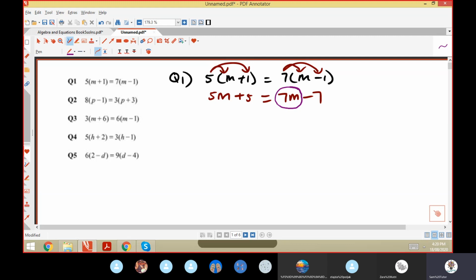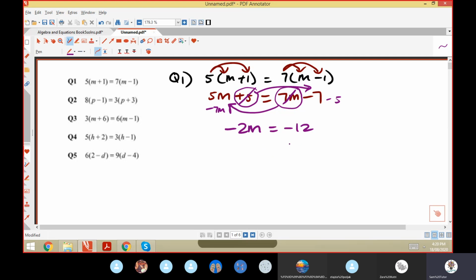Then if you want your 7m on this side, you want your 5 on this side. So numbers on one side, letters on the other side. So 5 take away 7, negative 2m. Negative 2, not positive, right? Negative 7, take away another 5, negative 12. So what I've done is I've minus 5 there, and I've minus 7m there. That's essentially what you've done.